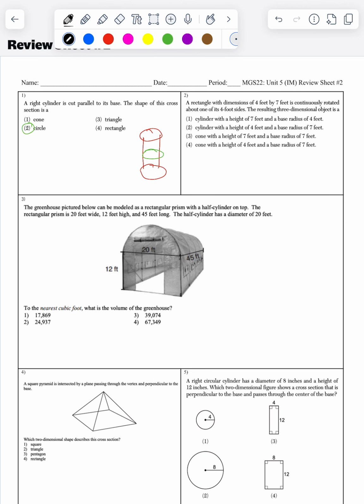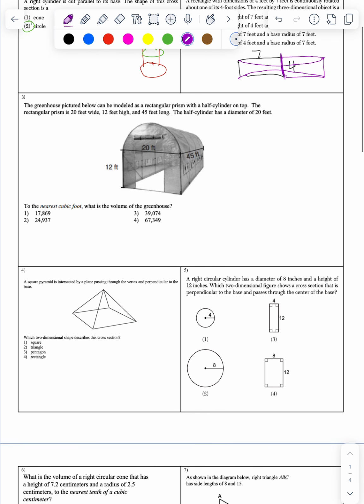For question number two, we are taking a rectangle that is 4 by 7 and we are rotating it around one of the 4-foot sides. So I just put the 4-foot side over here this time. And we're going to see it on both sides of that line when we rotate it around. And just like a piece of paper, when you fold it, it's going to look cylindrical. So we are going to have a cylinder with a radius of 7 and a height of 4. And that's answer choice number 2.